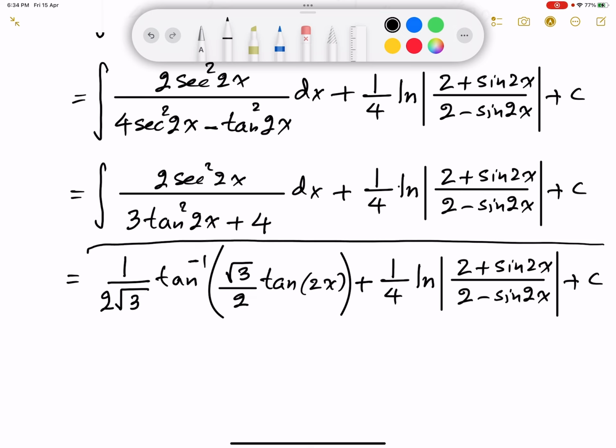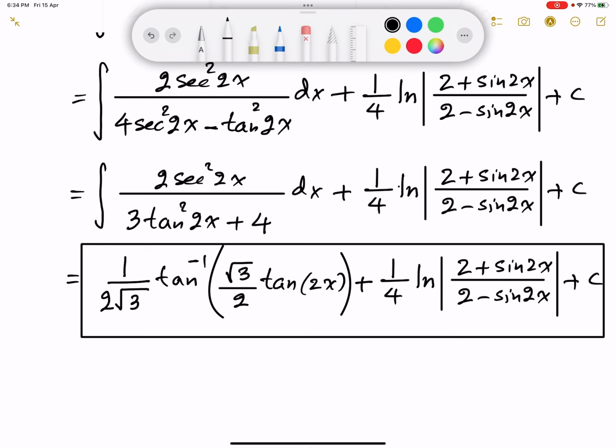I will just put that into a box and highlight it in a yellow color. Okay, so that is the final answer.